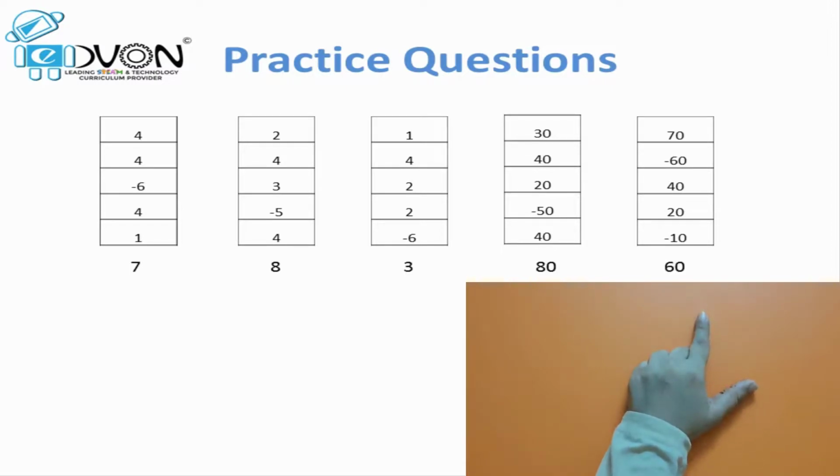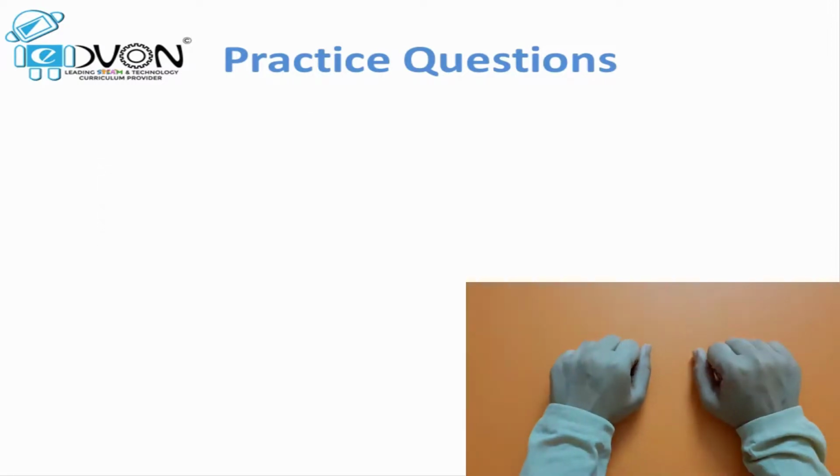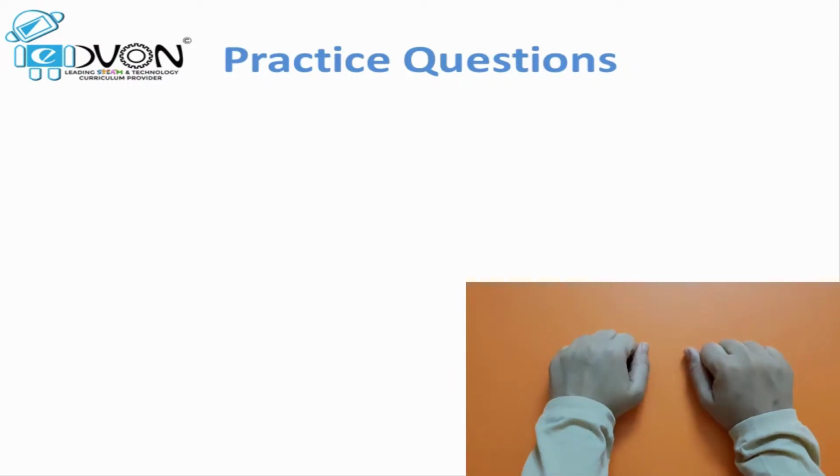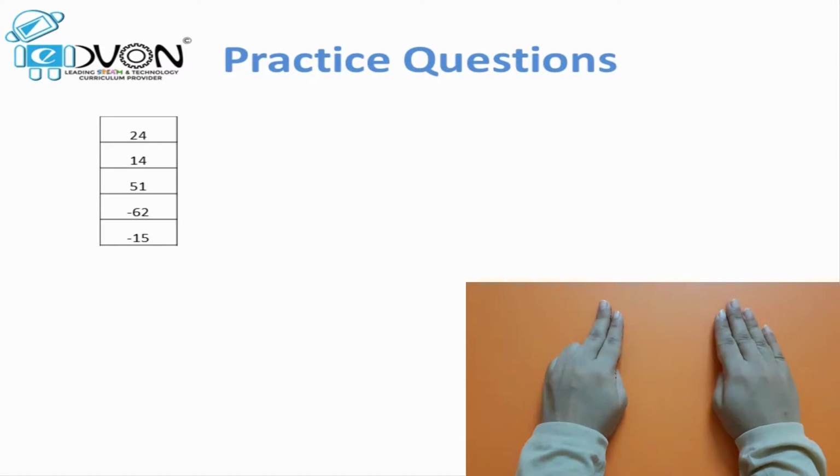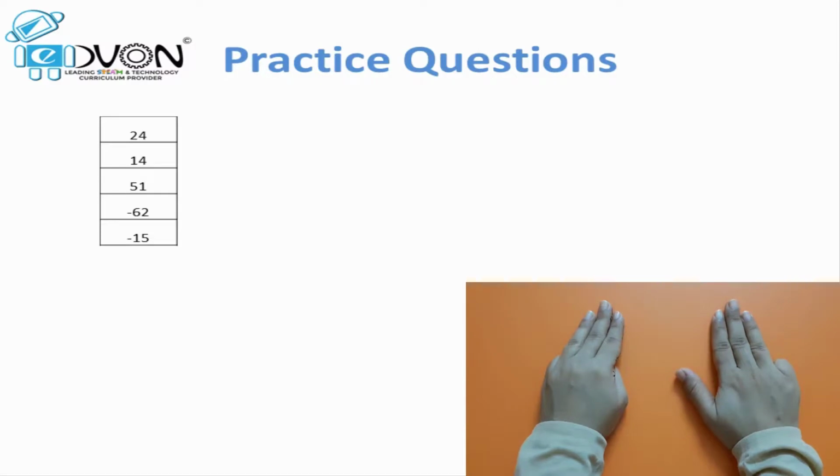Answer 60. Let's practice application of the +4 formula for different values. Let's start. First question is 24. We will open 2 fingers on the left hand and 4 fingers on the right hand. Plus 14. We can directly open 1 finger on the left hand, but we cannot directly add 4 on the right hand. So we will apply the formula, which is plus 5 minus 1. We will open the thumb and close 1 finger on the right hand.